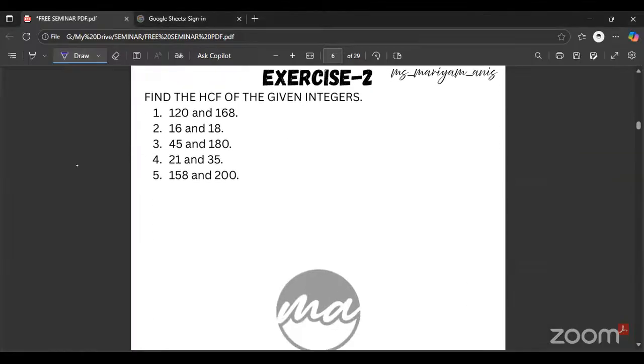So here also I have a few questions. Let's look at the first question together. It says 120, 168. Now, can we divide both of them by 2? Can we divide both of them by 2? Yes. What's the number?